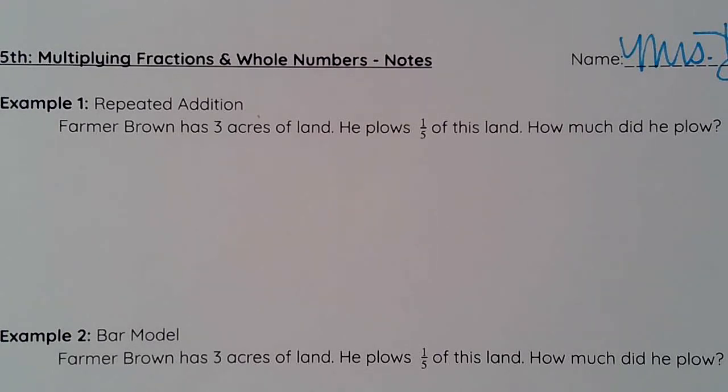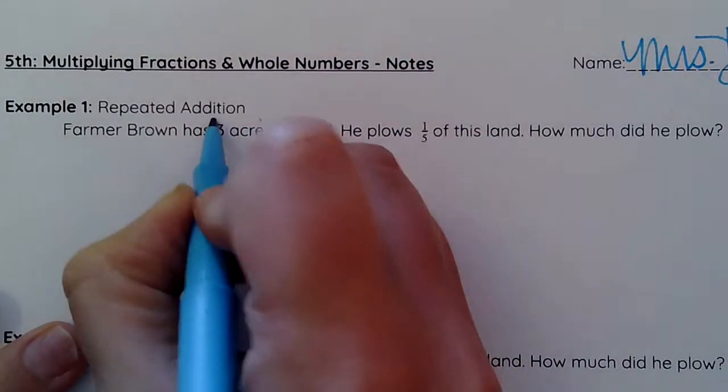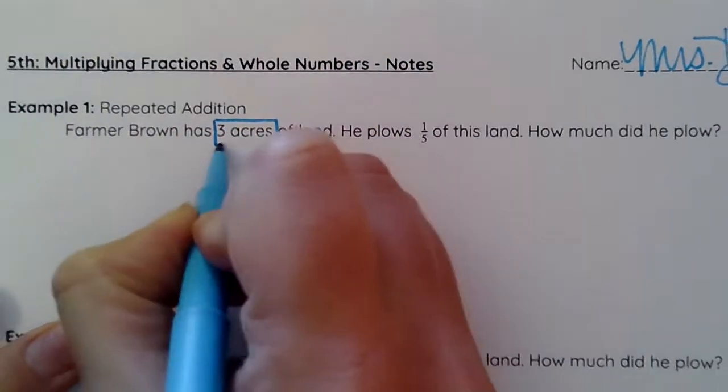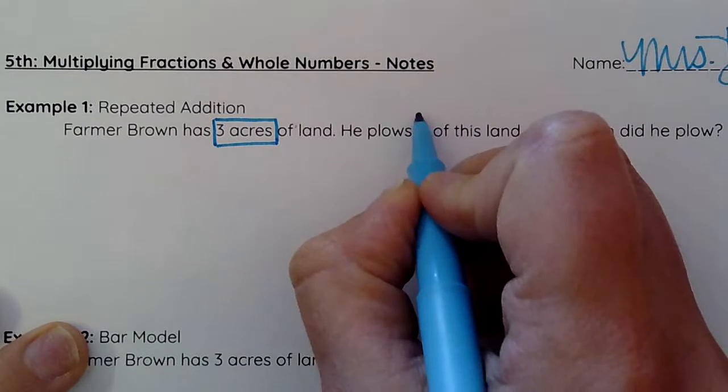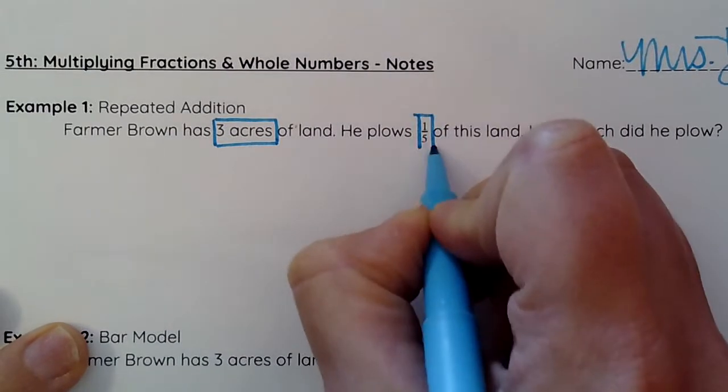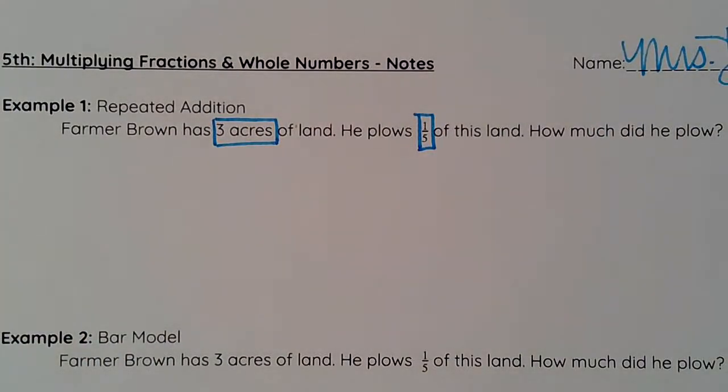Okay, so the problem we're going to be using is Farmer Brown has 3 acres of land. He plows 1/5 of the land. We want to know how much he plowed. So I think the first thing to think about is what we're multiplying together. He has 3 acres of land and he plows 1/5 of this land.